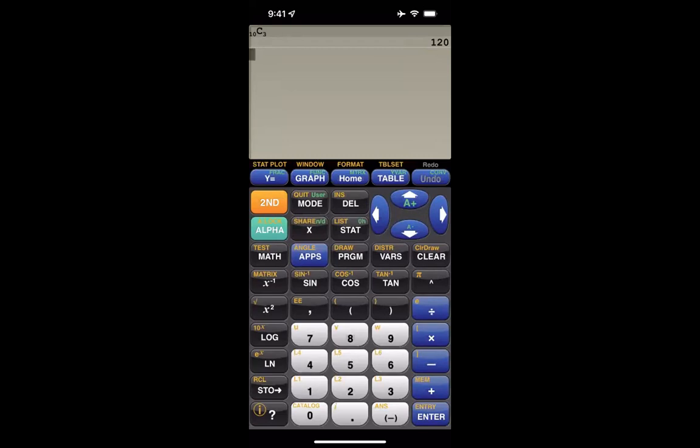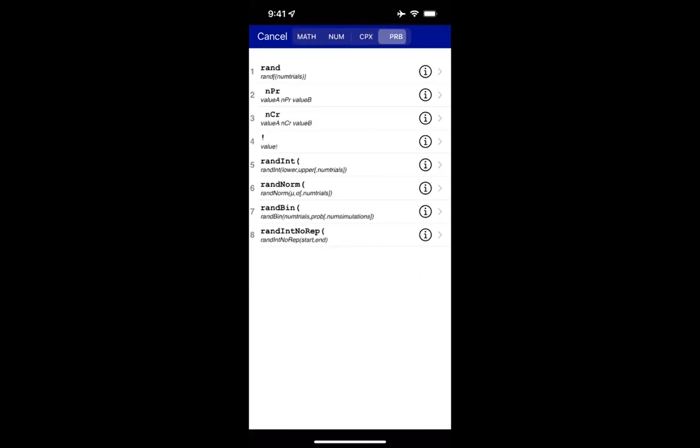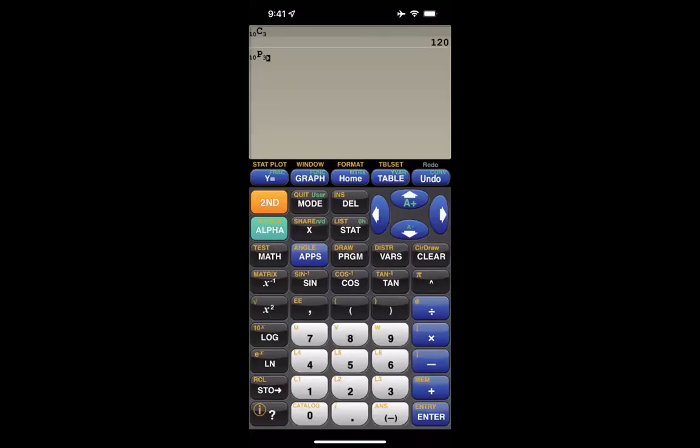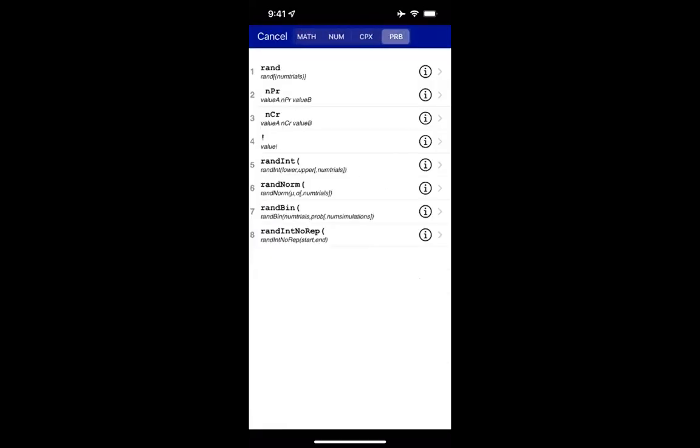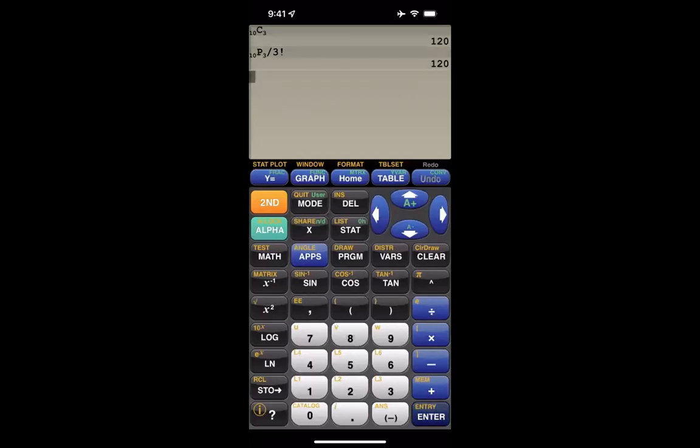Remember they said a moment ago that 10 choose 3 is supposed to be the same thing as P of 10, 3 divided by 3 factorial. To get factorial, that's also under PRB. And on this calculator, it's number 4. So notice that gives me the same answer. All right, back to the presentation.